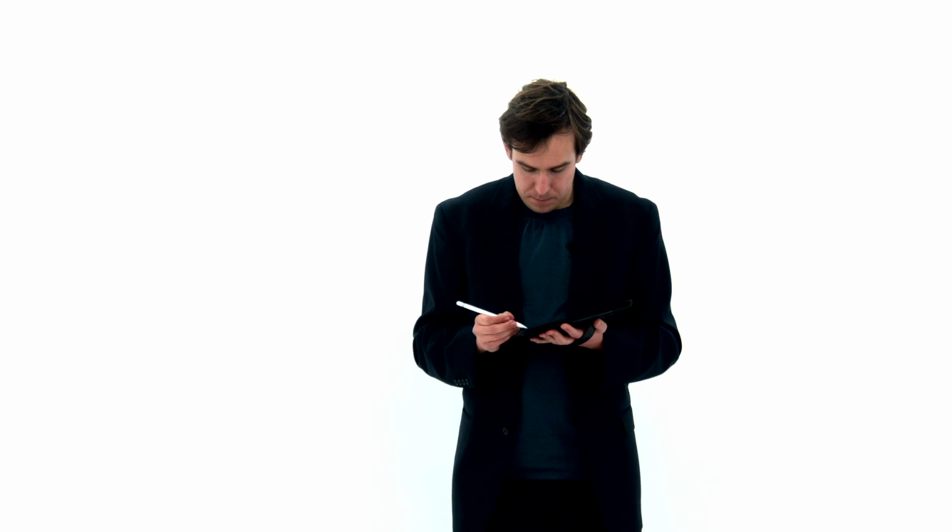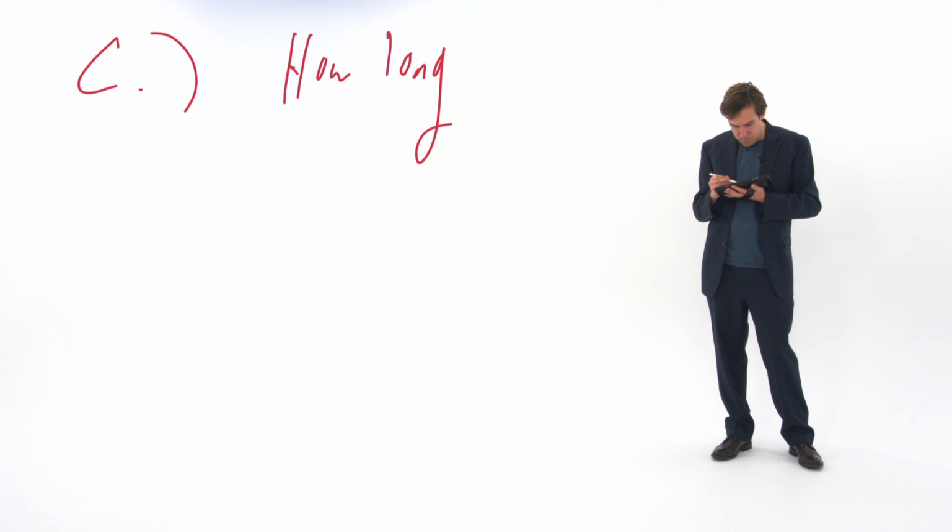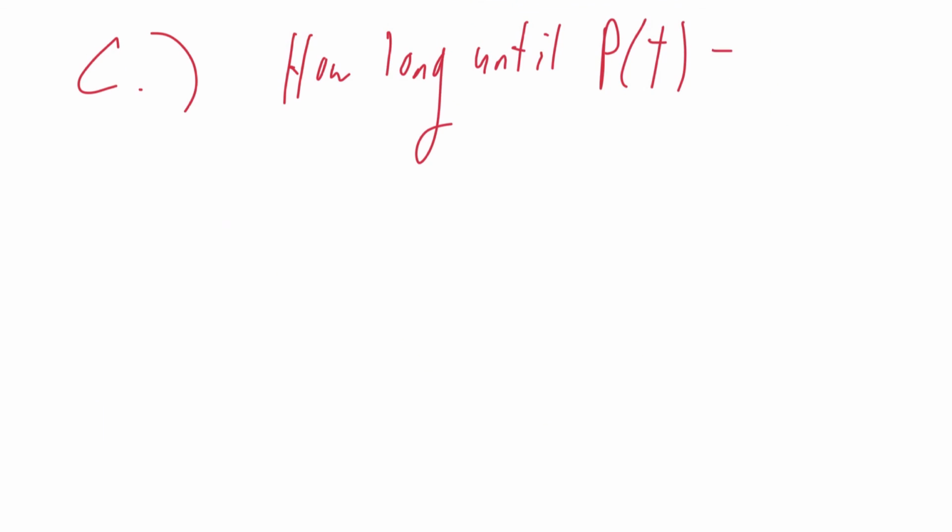So now let's look at the hardest question here, which is asking us to do something a bit different. In B, we were asked how many javelinas we had after a given time. Part C, I want to know how long until I have a certain number of javelinas. So I want to know how much time must pass until the population of javelinas equals 1,000.